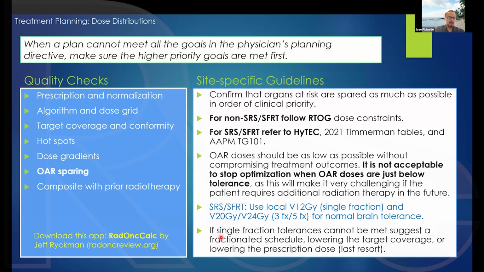Okay. And then here I give you a recommendation. If single fraction tolerances cannot be met, suggest a fractionated schedule. That would be the first suggestion. If that's a no, then consider lowering the target coverage. If that's a no, then consider lowering the prescription. But that should only be the last resort. Typically you never get to this point.